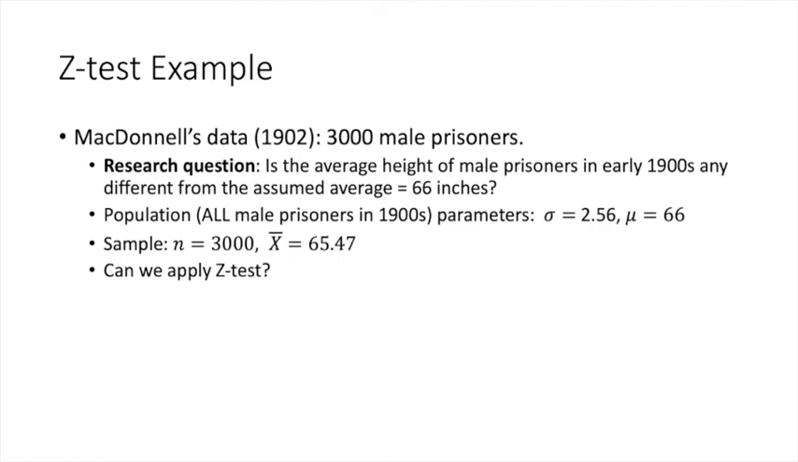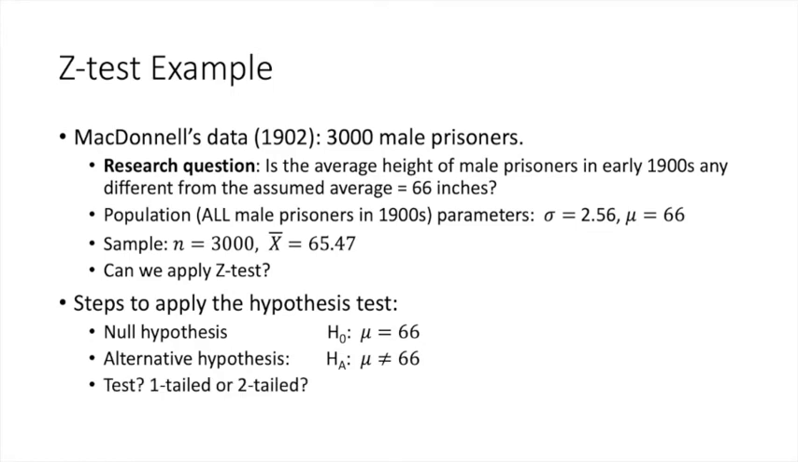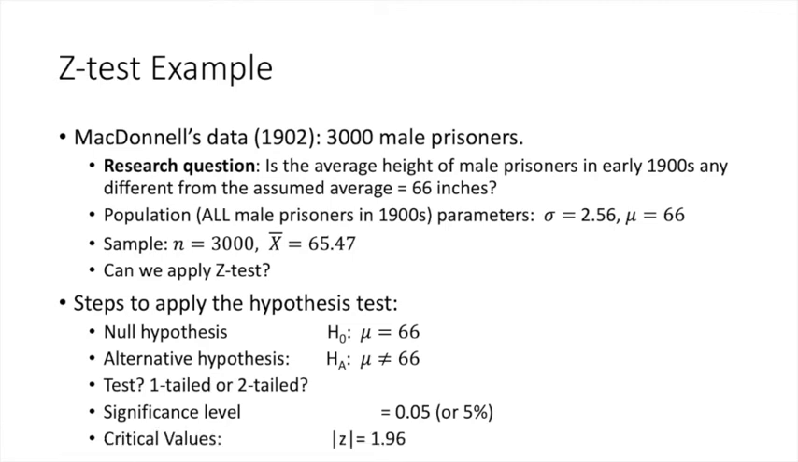So can we apply the z-test? Well, here are the steps to apply the test. The null hypothesis states that the mean height equals 66. The alternative hypothesis simply tests whether that is true. Hence, it is a two-tailed test. The significance level was set to 5%, and therefore the critical values of a two-tailed test are plus or minus 1.96. Due to the popularity of the 5% significance level, you will see the mention of 1.96 quite often in statistics.